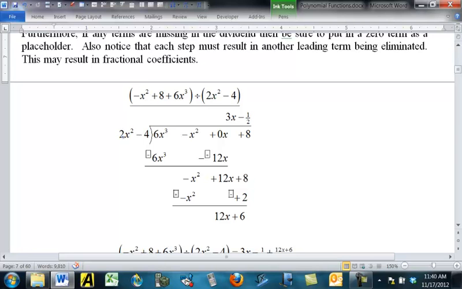Negative 1/2 times 2x squared is negative x squared. Negative 1/2 times negative 4 is positive 2. Change the signs from minus and plus to plus and minus. The x squared cancels. We get 12x plus 6. This is degree 1 remainder where we had divisor degree 2, so we're done.